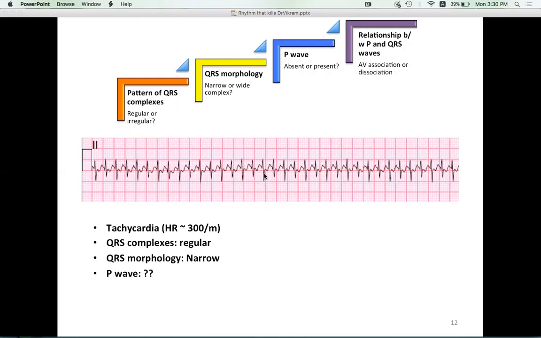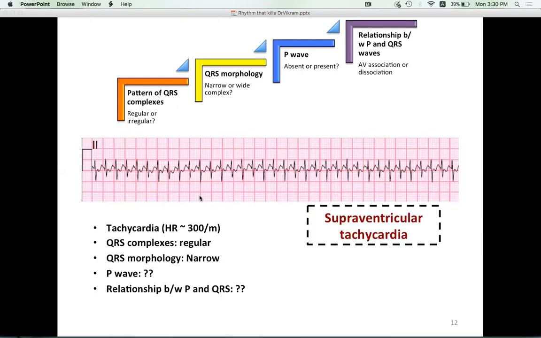P wave, we cannot make out a definite P wave in this rhythm. And since we cannot make out P wave, there is no question of finding a relationship between P and QRS complexes. So this is a supraventricular tachycardia.